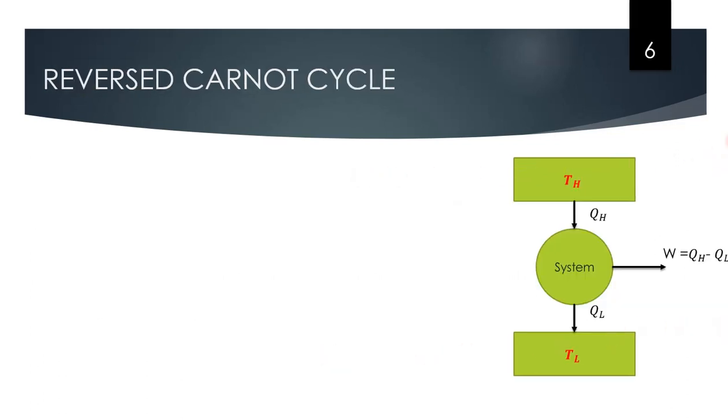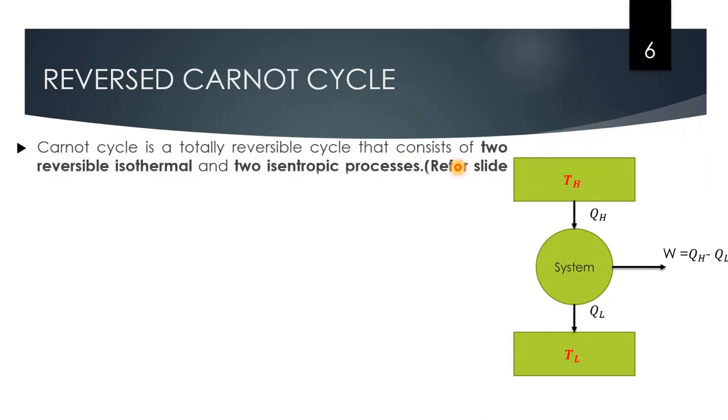So we have already discussed about the Carnot cycle. So what is the Carnot cycle? So Carnot cycle is a totally reversible cycle that consists of 2 reversible isothermal process and 2 isentropic process. Okay, so it consists of 2 reversible isothermal process and 2 isentropic process. So you can refer slide 5 for more details.